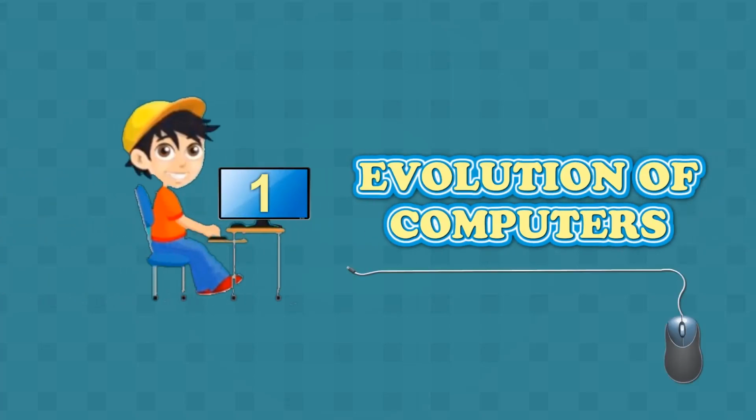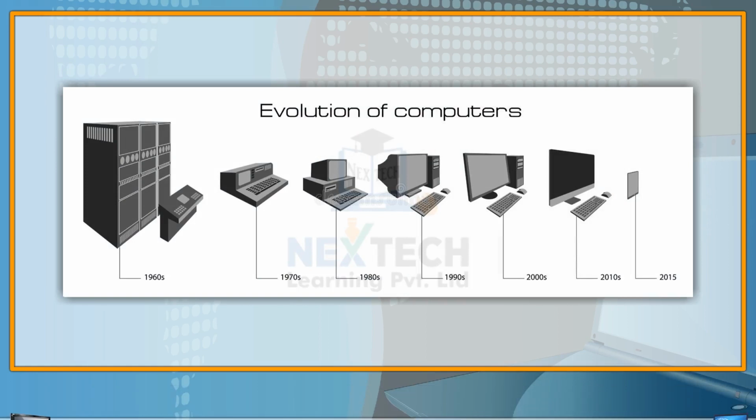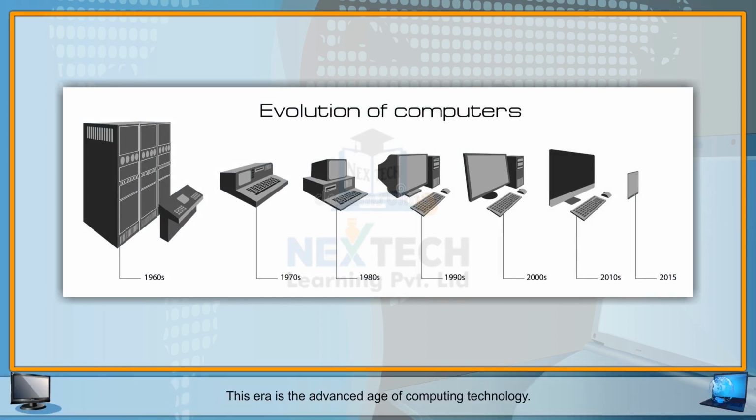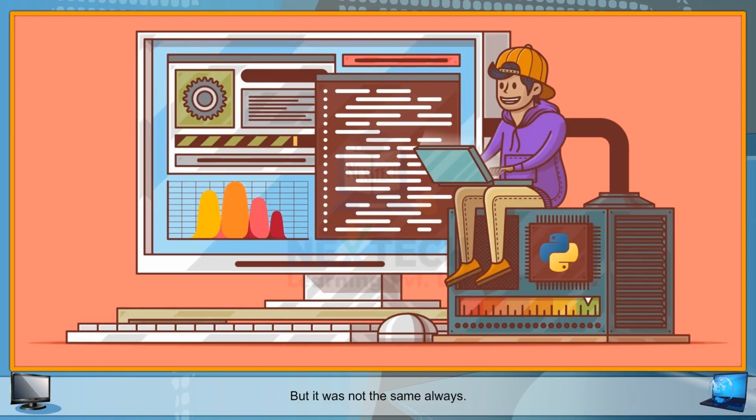Chapter 1. Evolution of Computers. We are living in an era of technology where all of us are surrounded by technology. This era is the advanced age of computing technology. But it was not the same always.